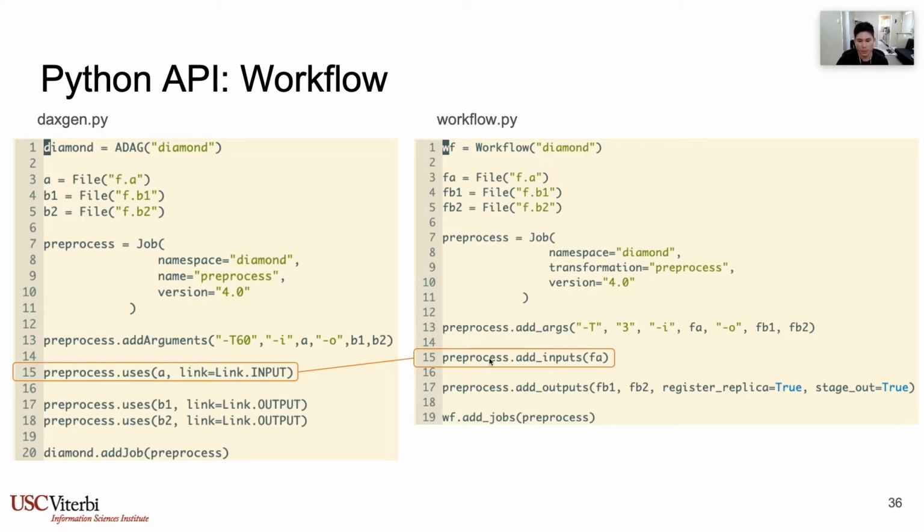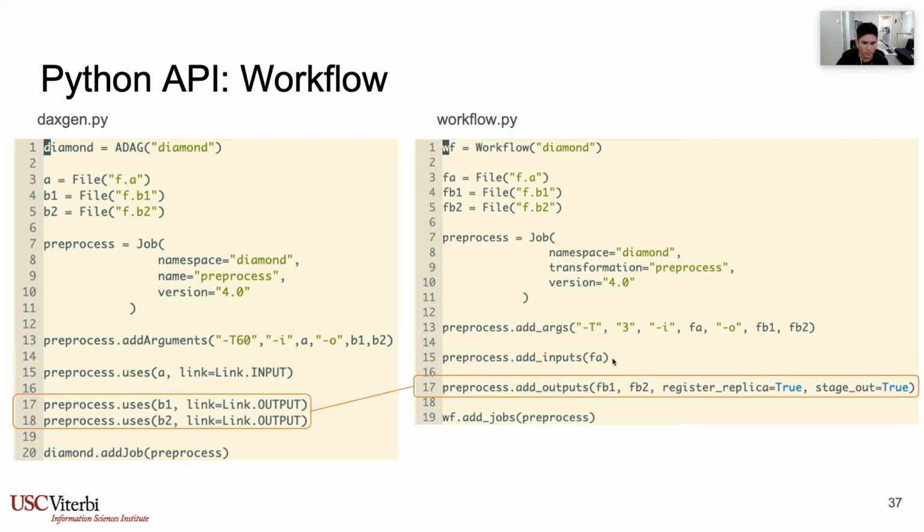With the new API, you simply call job.add_inputs, and here you can specify one or more inputs, just separate them by comma. Then when you want to add outputs, you would call job.add_outputs, and you can specify, again, one or more of these file objects. So instead of calling job.uses multiple times and specifying link equal link type.output, you would just call job.addOutputs and pass in a bunch of file objects.